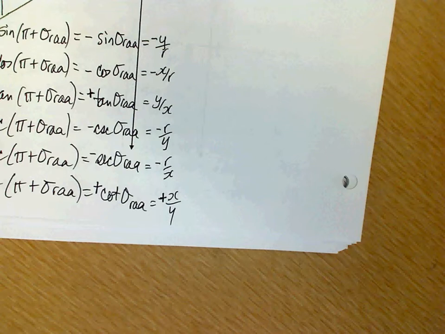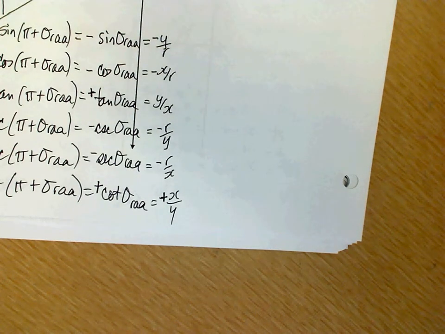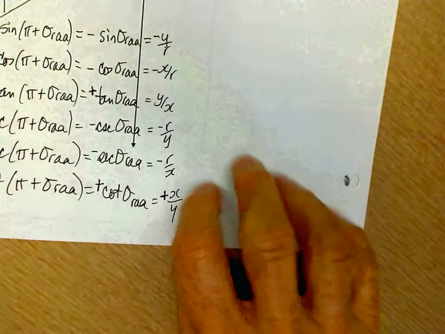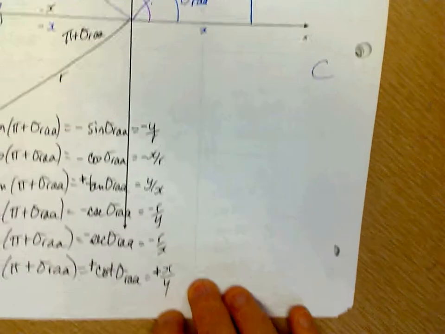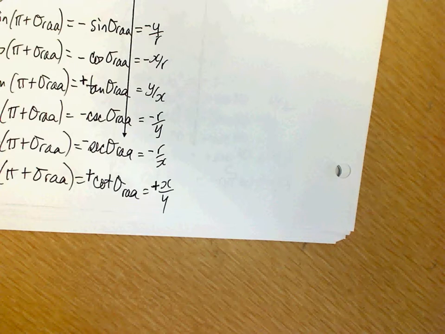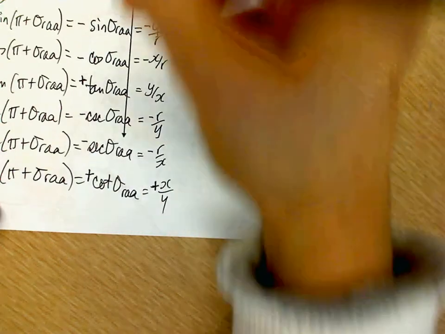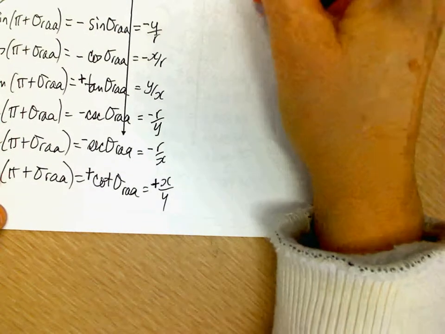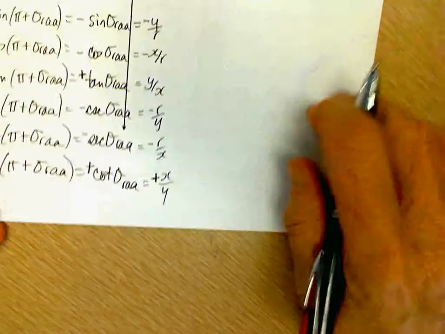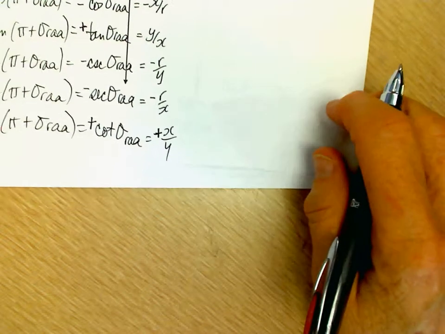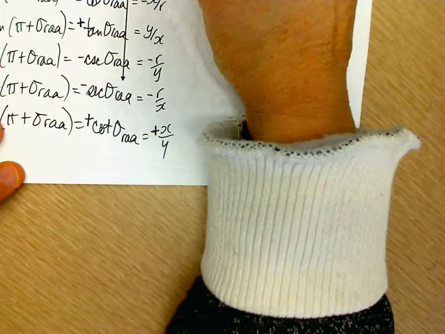What's the purpose of these ratios? Oh, you'll see in the next unit because we'll be graphing them. It's so you have an extension of angles that you can use trigonometry with. So this is going to be 360 minus, or 2 pi minus theta RAA.